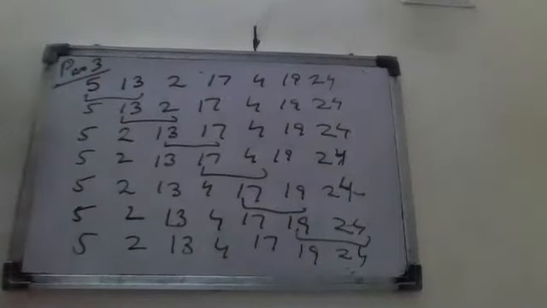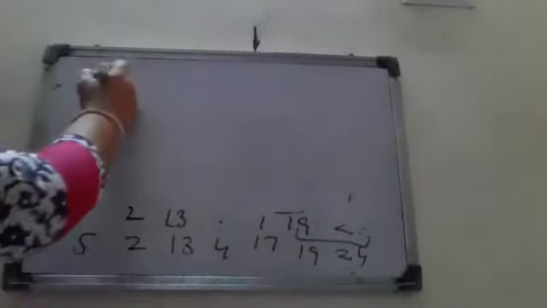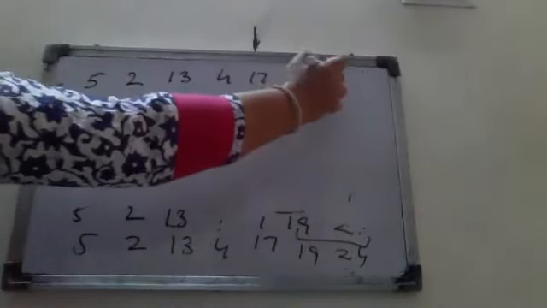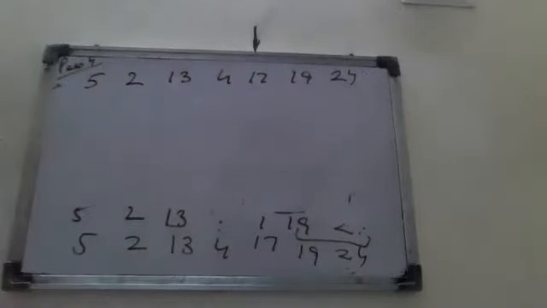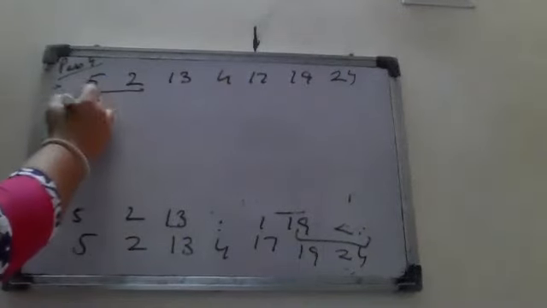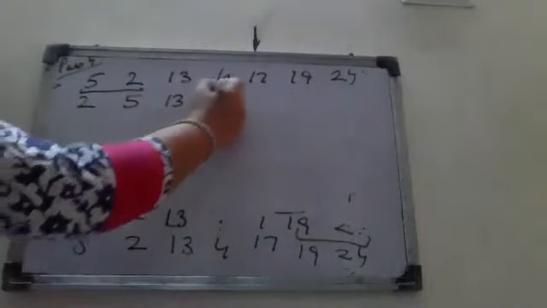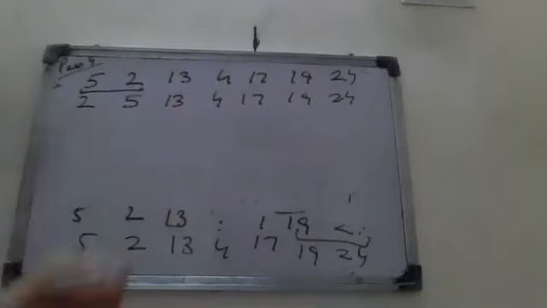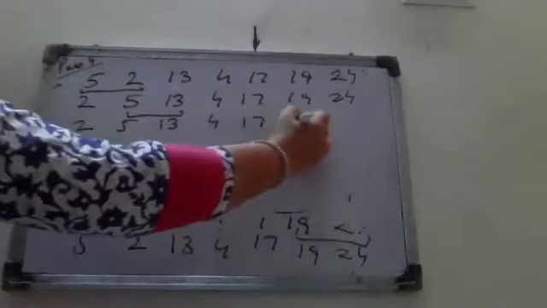Now we'll start with pass 4. Same, we'll write all these firstly: 5, 2, 13, 4, 17, 19. So this is pass 4. Firstly, we will swap this: 2, 5, rest as it is: 13, 4, 17, 19, 24. Then we have to compare this, so it will also remain the same.